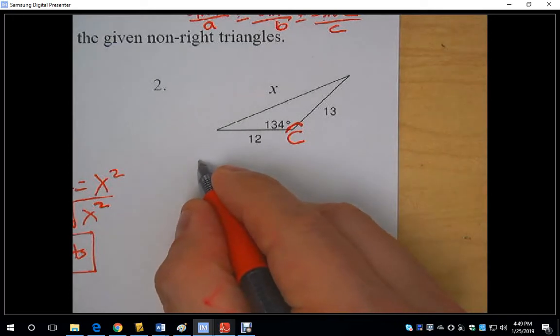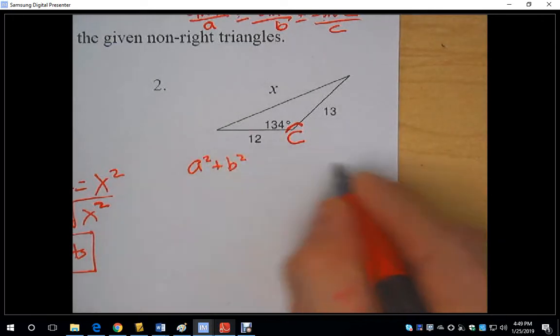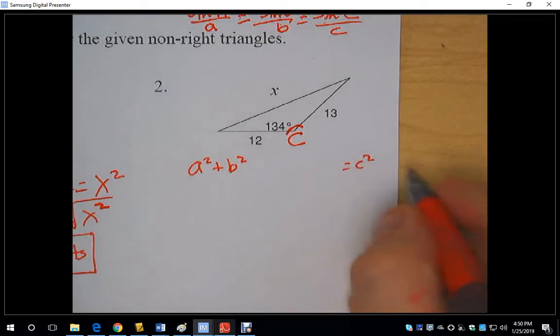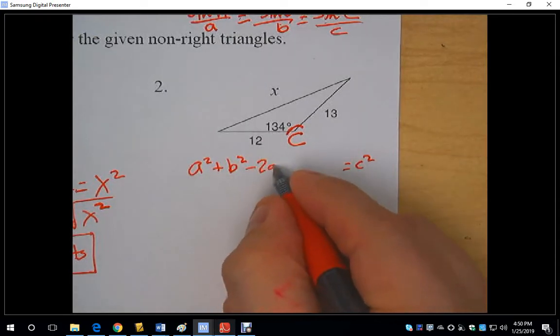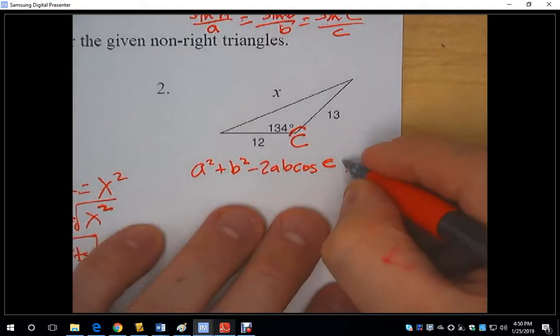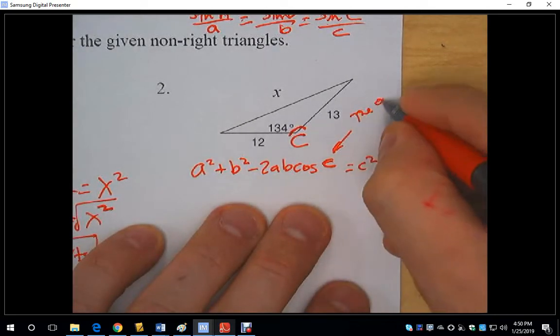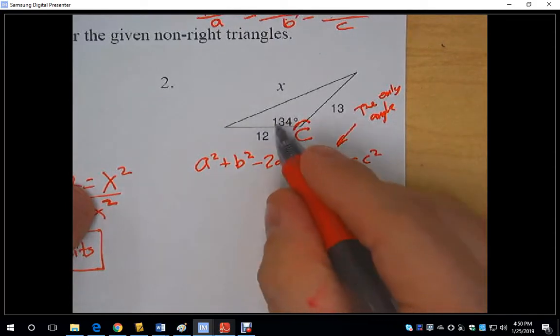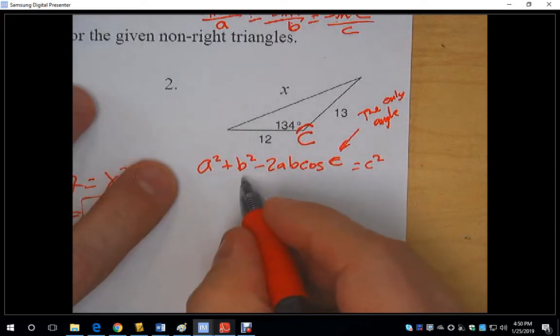It's the Pythagorean theorem of a squared plus b squared equals c squared. But it's this ABC configuration 2 times, so negative 2ab cosine c. My only angle is here. So I'm going to just plug that angle into here. And A and B again are interchangeable.